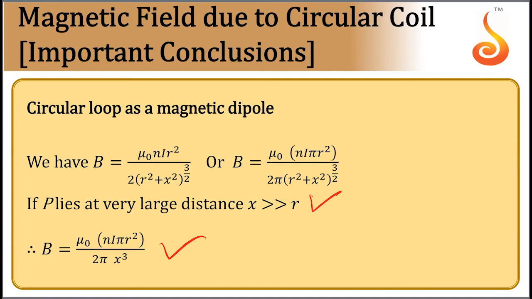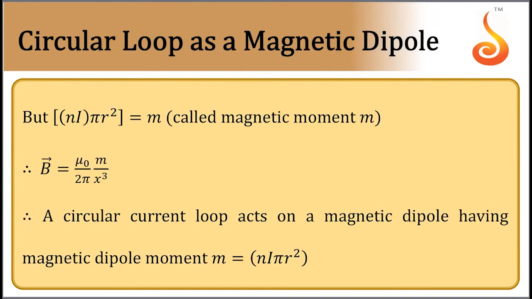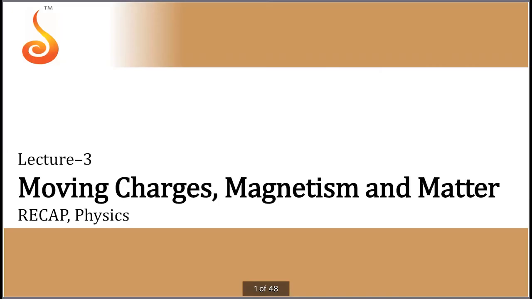Continue from there. N I pi r square is the magnetic moment. So B is equal to mu naught by 2 pi m by x cube. So a circular loop acts as a magnetic dipole having dipole moment N I pi r square. Make a note of it. We'll move on to the next concept.